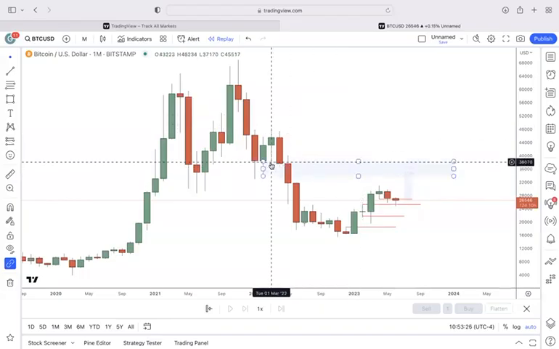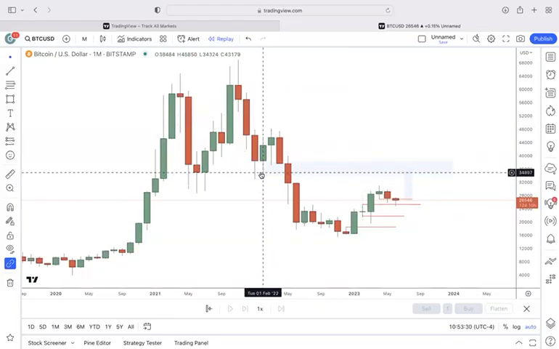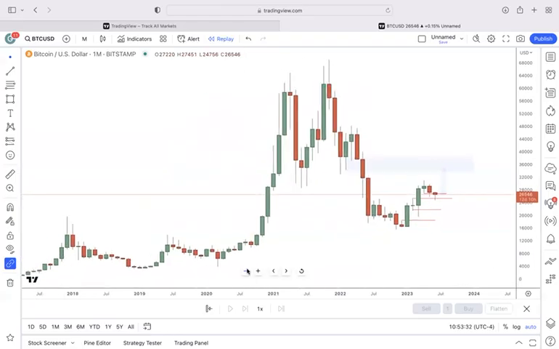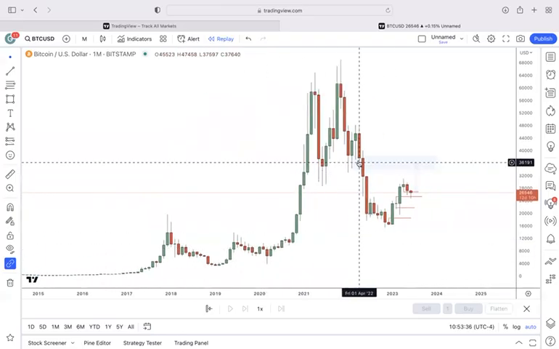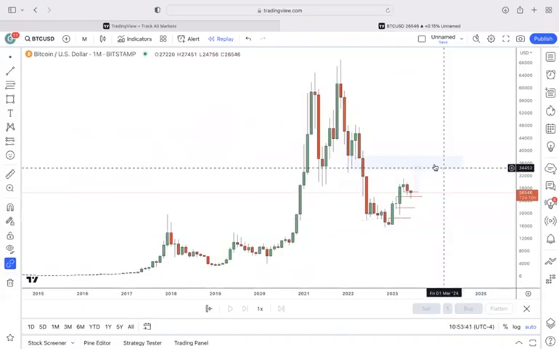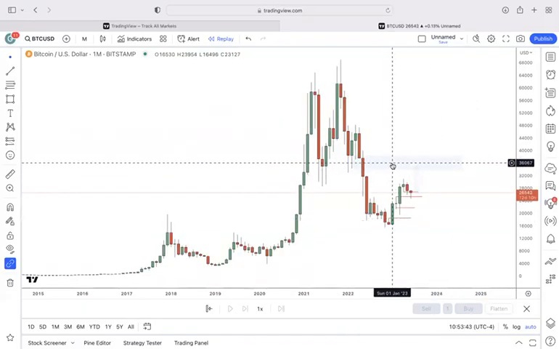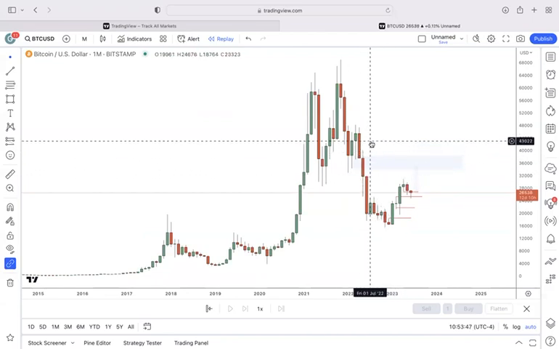But I will say, once we hit this level up here, if and when we hit this level, Bitcoin, it's a make or break level for Bitcoin, guys. I don't trade Bitcoin, but this is definitely a make or break level. If this thing's going to go to zero, it's going to do it after it hits this level. Okay. Calling it now.